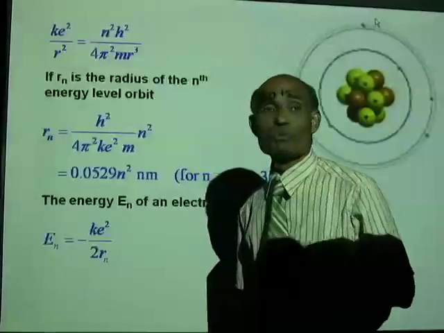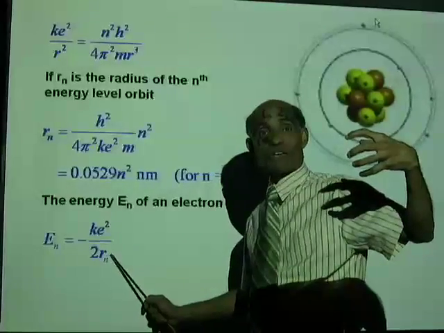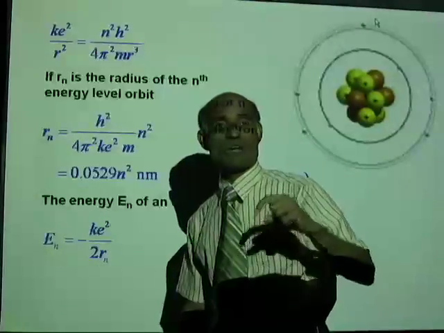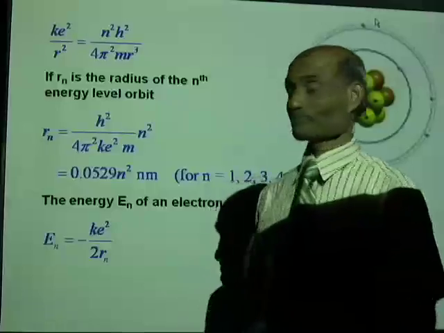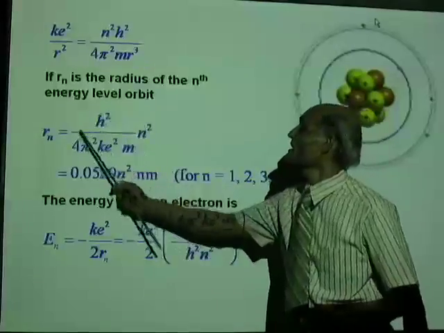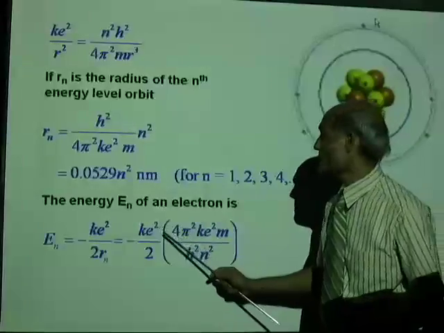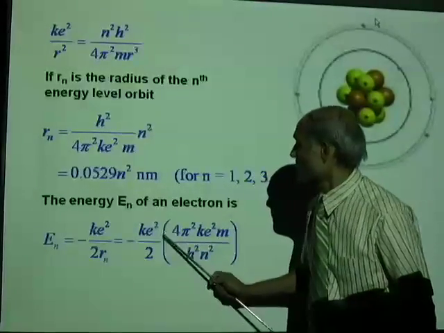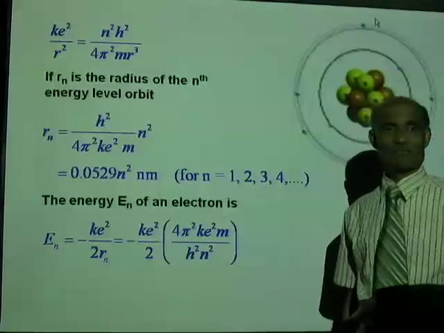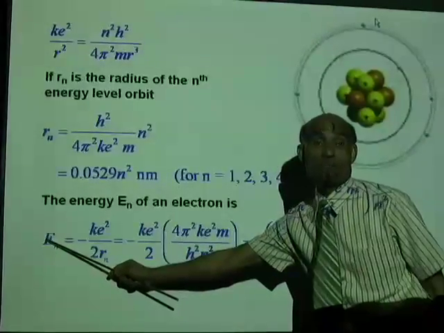And this is the same thing. Potential energy of an electron separated at distance Rn from the nucleus is negative k e squared over 2Rn. This is something we already did earlier. Now, if you replace this Rn by the value of Rn that we calculated, that becomes k e squared over 2, and Rn in the denominator became this quantity. And simplify that, you get the energy of an electron, a very important quantity.